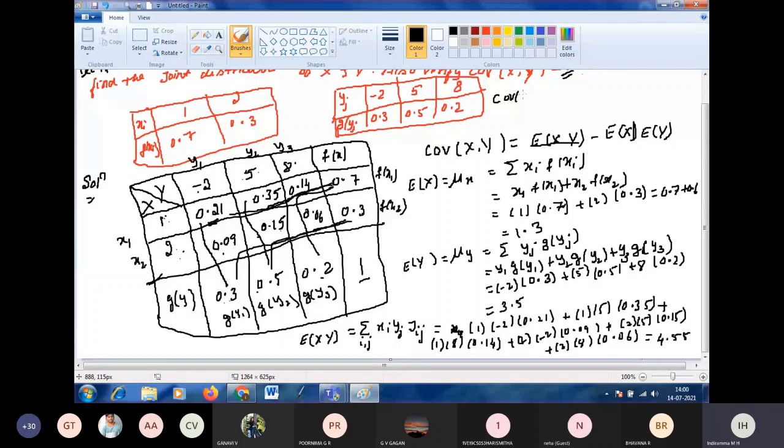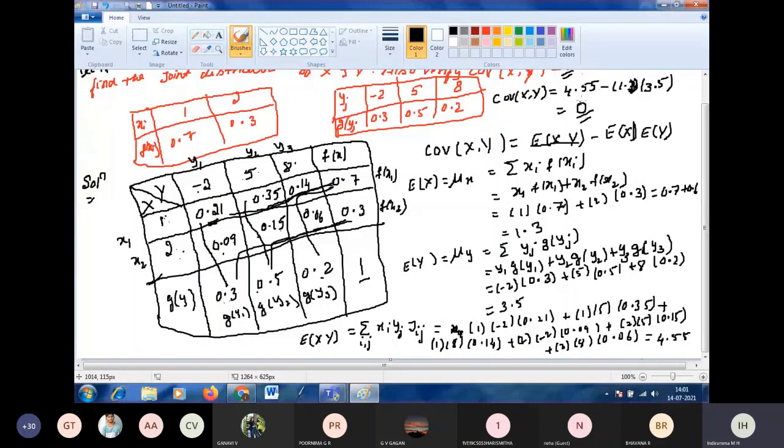Therefore, covariance of x comma y is equal to expectation of xy, which is 4.55, minus expectation of x, which is 1.3, into expectation of y, which is 3.5. What is 1.3 into 3.5? 4.55. So 4.55 minus 4.55 is 0. So now we verify that covariance of x comma y is 0.